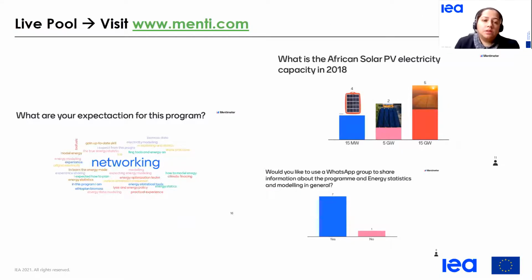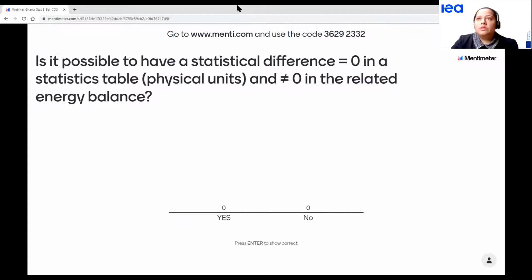Before we start with the presentation, let's quickly do some Menti questions on energy balances. So I will now share the Menti question. Please connect to www.menti.com and use the code 36, 29, 23, and 32.